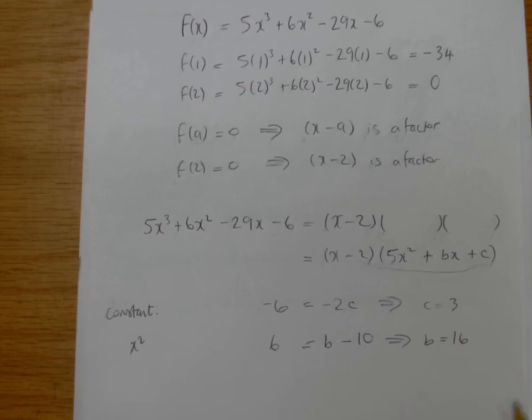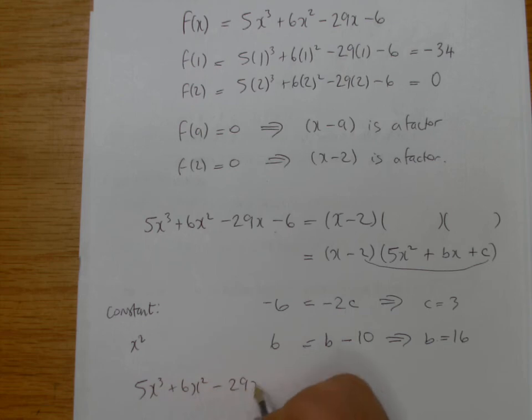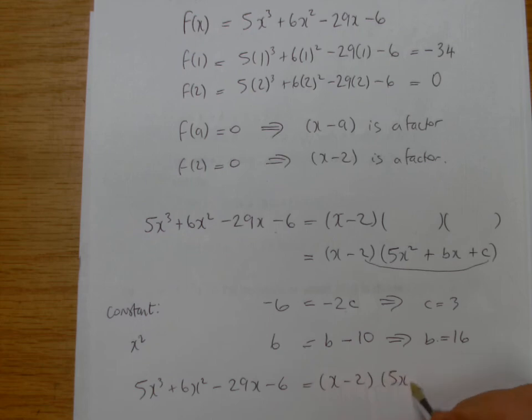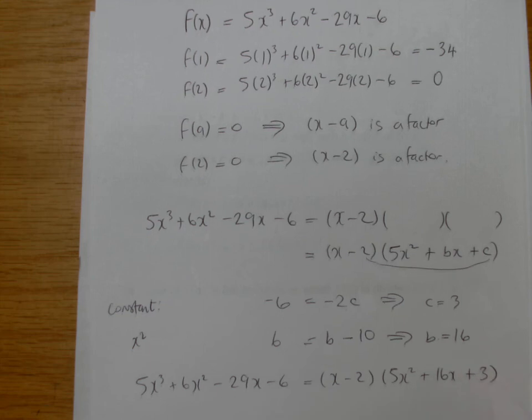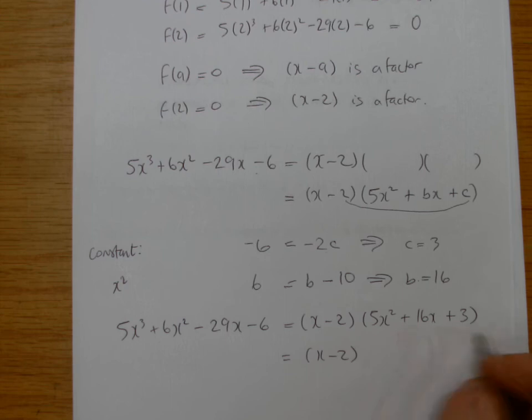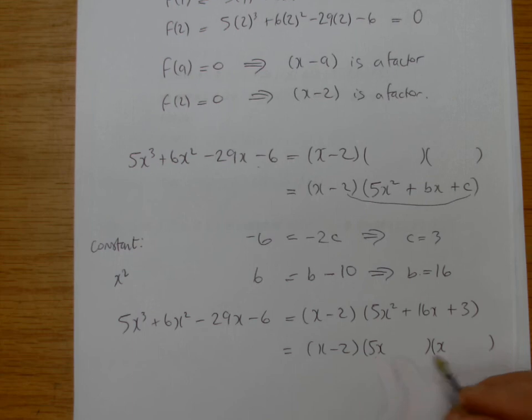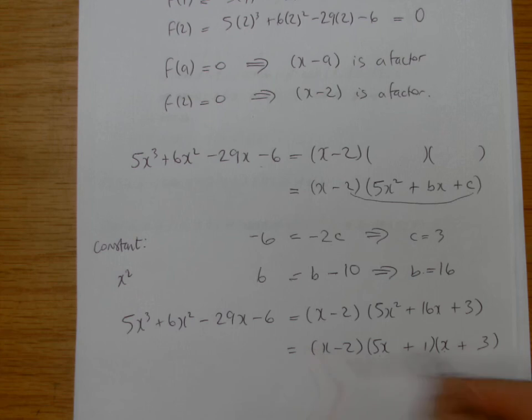Fantastic. So then we go back to the situation we have here. I have x minus 2 times 5x squared plus 16x plus 3. Then you just have to factorize this into a pair of brackets. You go through the normal factorization process, the one that you're used to, and then you have your answer. So I'm going to skip straight to the answer. I'm going to have 5x and x there, positive 3 and positive 1 here, and we've got this now factorized.